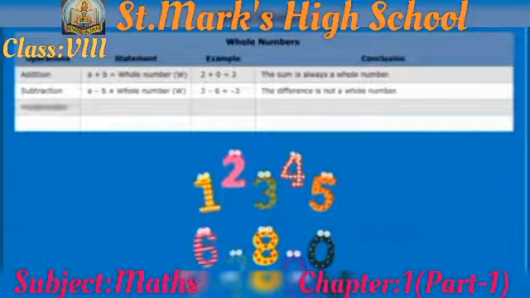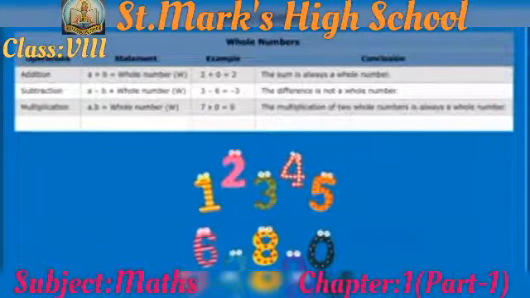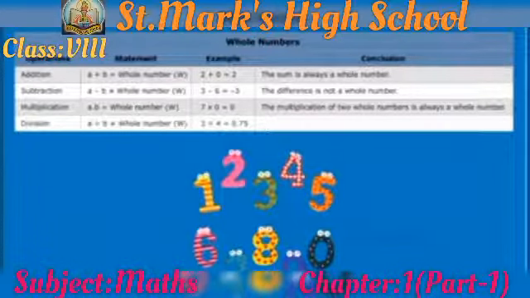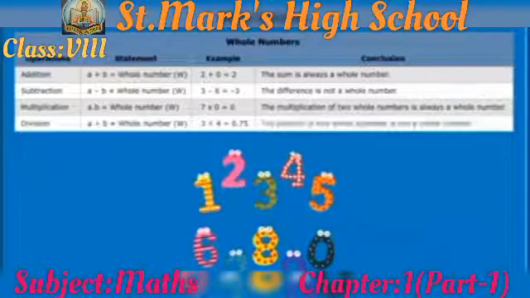Under multiplication, the product of two whole numbers is again a whole number. For example, the product of 7 and 0 is 0, which is a whole number. It concludes that the multiplication of two whole numbers is always a whole number. Under division, if two whole numbers are divided, the result is not always a whole number. For example, 3 by 4 is equal to 0.75, which is a rational number. It concludes that the division of two whole numbers is not a whole number.